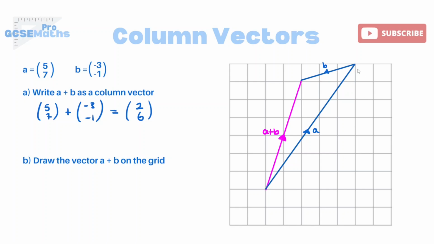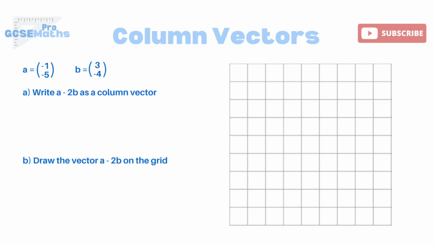Okay, so that hopefully is a visual representation of what happens when we add them and why it works, that we can just literally add them together. Because you can see we went 5 to the right, but then we went back 3 to the left. So we ended up with just a difference of 2. And then we went 7 up and then down by 1 again, so the difference was 6.